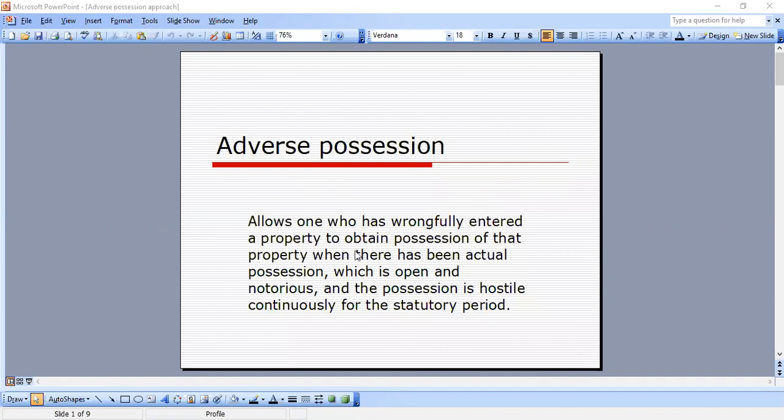So first of all, we start with adverse possession. We give our rule: allows one who has wrongfully entered a property to obtain possession of that property when there has been actual possession, which is open and notorious, and the possession is hostile continuously for the statutory period, which is also known as HOAC. So we know it as H, hostile, O, open and notorious, A, actual possession, and C, continuous for the statutory period if it's given, and if it's not given, I'll tell you what we do for that, okay? Next slide.